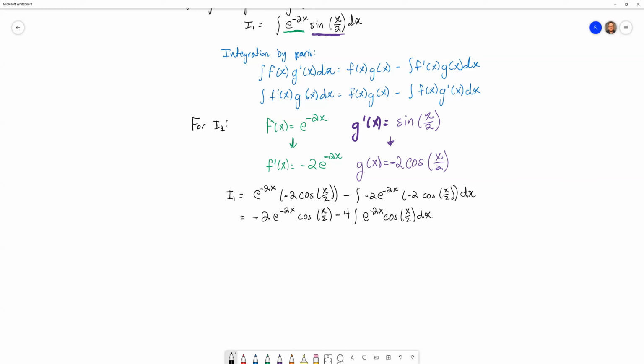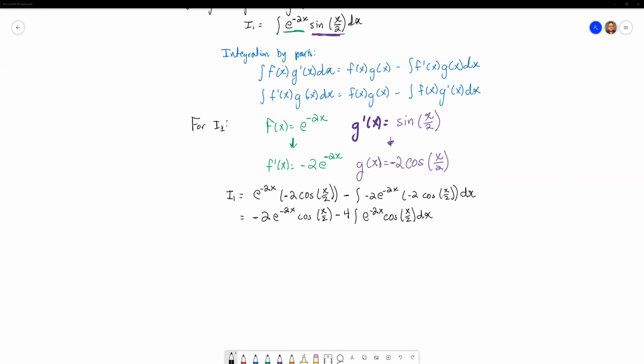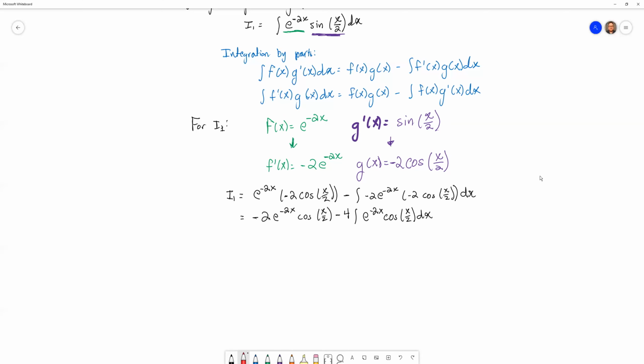Okay. And so that is our first application of integration by parts. But we see here, now we have the integral of e to the minus 2x, we have a cos x by 2 dx. And sure, that's different than our original integral, but I still don't know how to solve that. So I'm actually going to have to do a second round of integration by parts. And so what I'm going to do is call this part of the equation here E, and we're going to do an aside, solving for E.